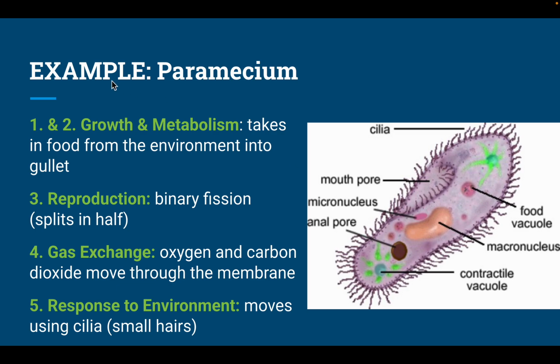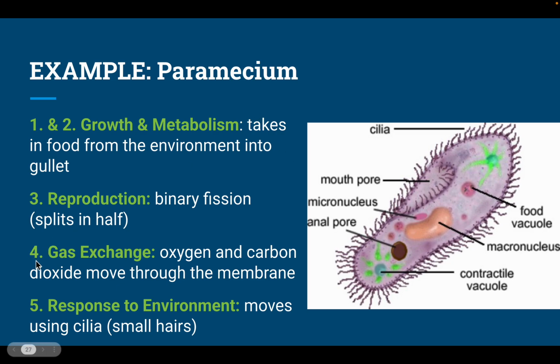So if you don't believe me, here's an example. This cell is called a paramecium. It does process 1 and 2, growth and metabolism, by taking in food from the environment into a special area right here. This is almost like its mouth. It's called a gullet. Paramecium do reproduction. They can split in half to make 2 paramecium.